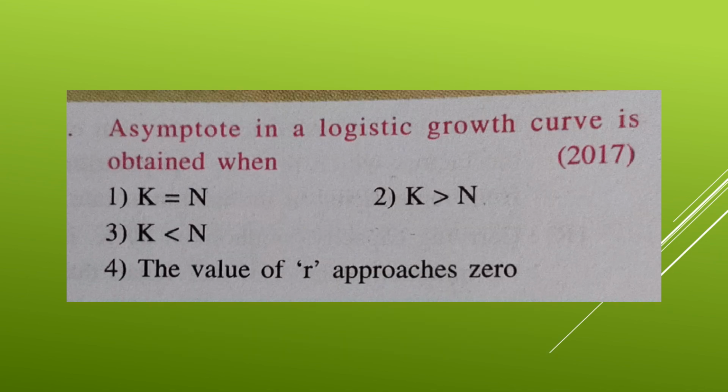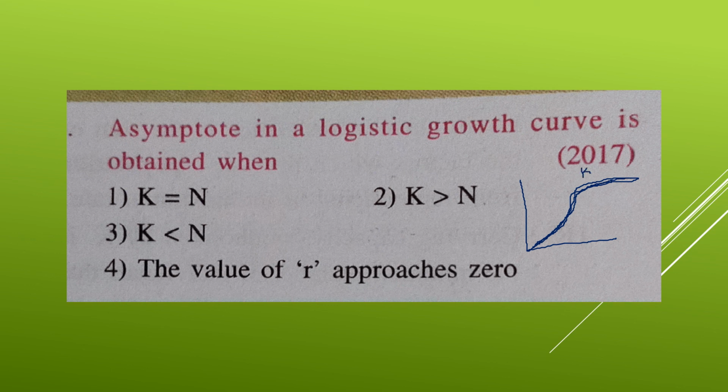Now here, asymptote in a logistic growth curve is obtained when? So we know that this logistic growth curve has an S shape. Here this is the lag phase, log phase, slight deceleration phase, and next is the stable phase. So the shape of this curve is an S-shaped curve. In order to attain the stable stage, it should reach the carrying capacity K.